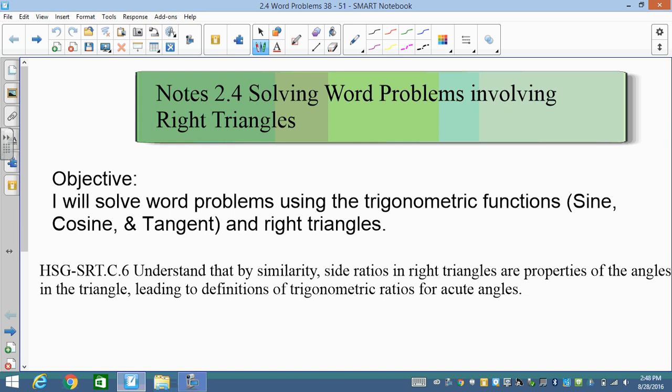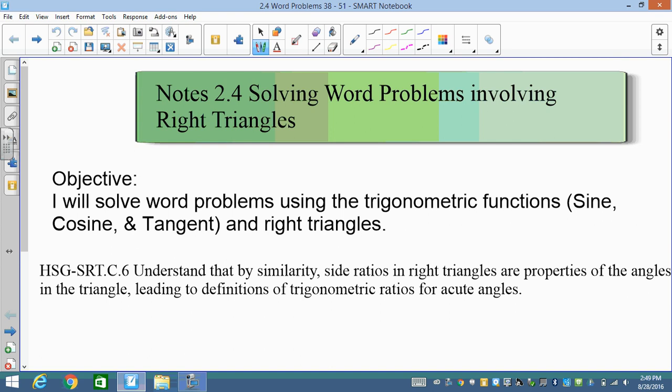Okay, and here we go in the very end of 2.4, solving word problems involving right triangles. Now, if you're watching this video, then you were not there when we went over these, because we did these in class and then I put the video online. So you're either going, oh, I need to look at this again, or you weren't there on the day that we went over it in class. So you're going to solve word problems using the trig functions sine, cosine, and tangent, and right triangles.